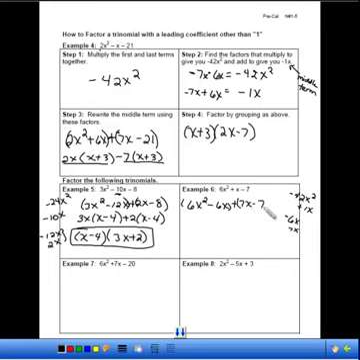Group them. Then we factor out a 6x, and that leaves us with x minus 1. Here we factor out a 7, and that leaves us with x minus 1. And so now we factor out the x minus 1 from the binomial. So we have x minus 1 times 6x plus 7. Okay.